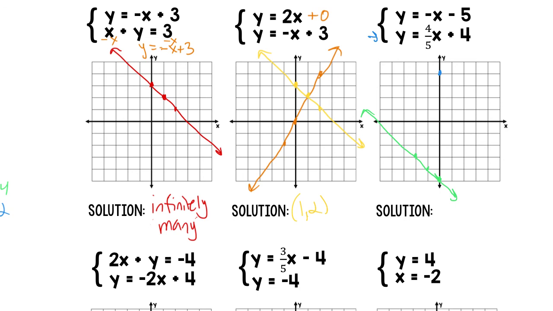Oh, that's what I did wrong. Sorry, I was thinking really hard. Did you notice? My second point is wrong. Sorry about that. I'm going to go down 4 and left 5. I can't go up. That's what had me all confused. Sorry about that. So our solution is at -5, 0, where these two cross.